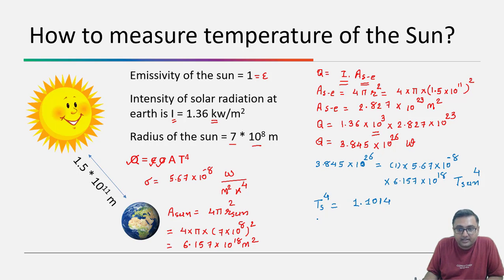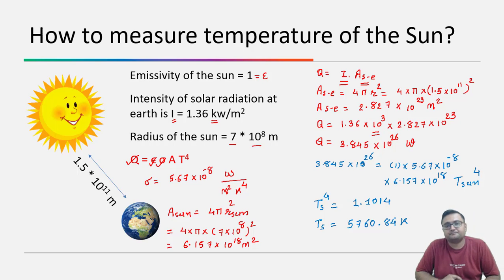it is coming around, the temperature of the sun, this is nothing but 5760.84 Kelvin. So this is the temperature of the photosphere, and this is how it is calculated.